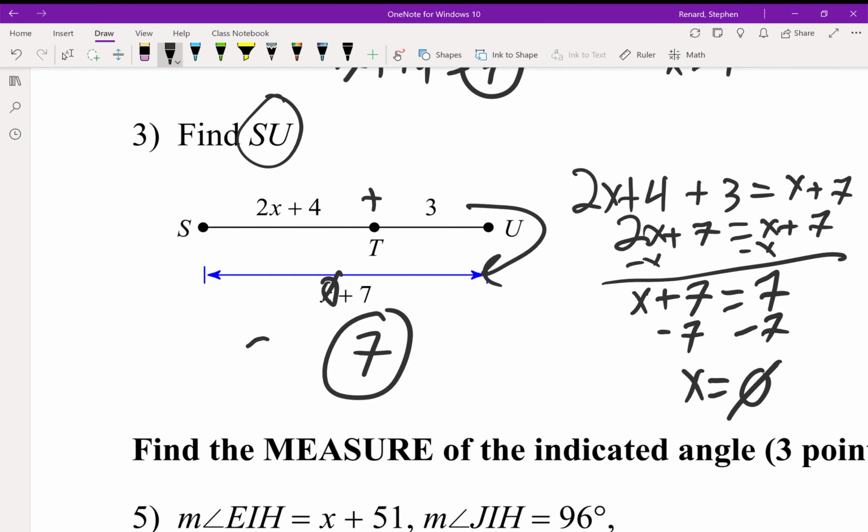Now, if I want to check that, I'd put a 0 right there. 2 times 0 is 0. 0 plus 4 is 4. 4 plus 3 equals, everyone together, 7. Yay! Okay.